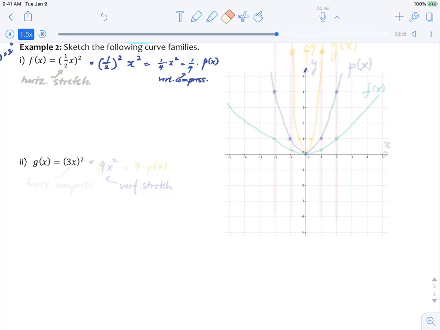Okay, so let's draw the parent function. We'll try to do this without a table of values if we can. So what are the points in the quadratic function?